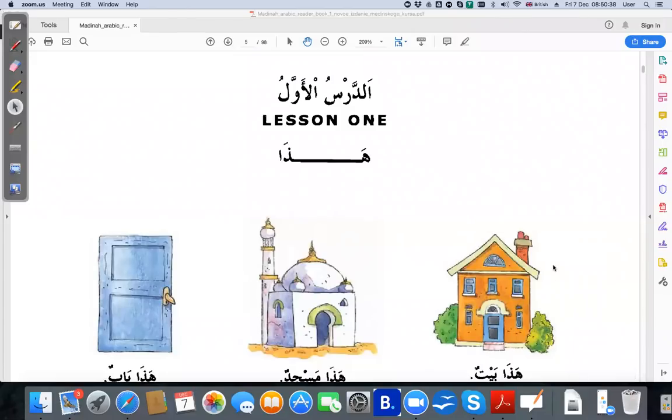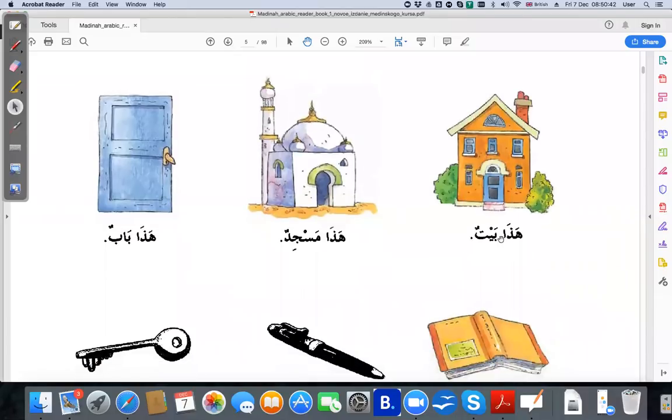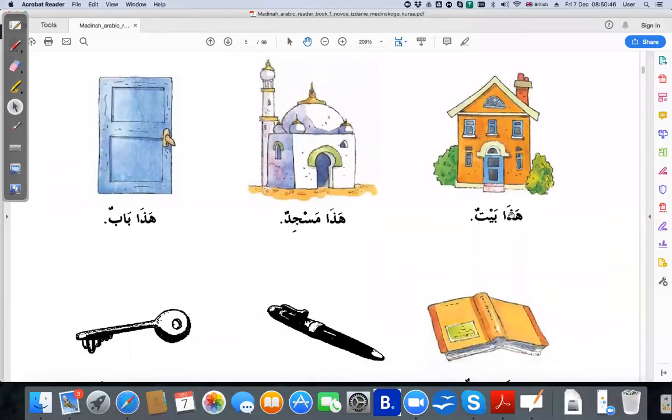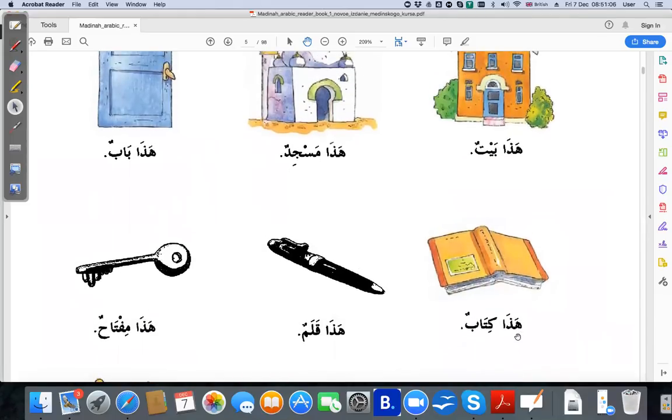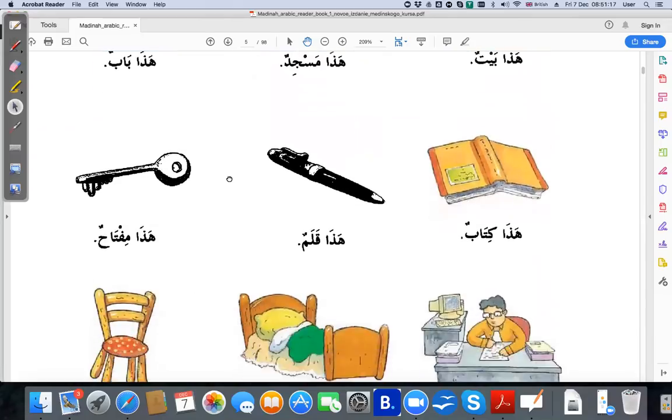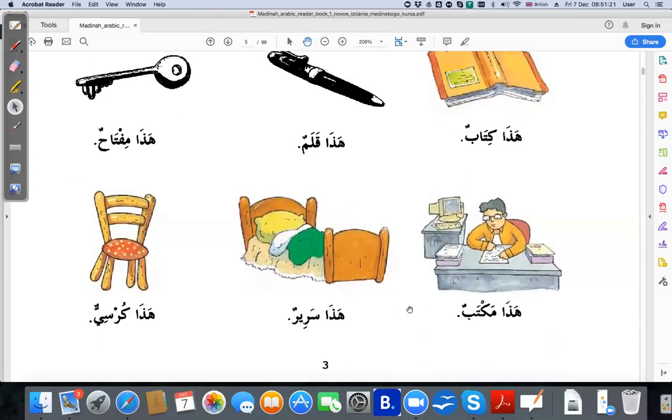We go for our first lesson. As in the example, هذا بيت. Means this is a house. هذا مسجد. This is a masjid. هذا باب. This is a door. هذا كتاب. This is a book. هذا قلم. This is a pen. هذا مفتاح. This is a key. Last, هذا مكتب. This is a desk. هذا سرير. This is a bed. هذا كرسي. This is a chair.